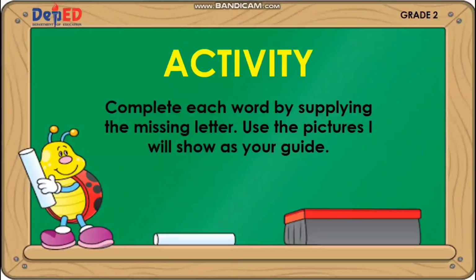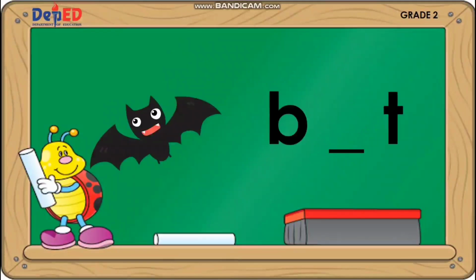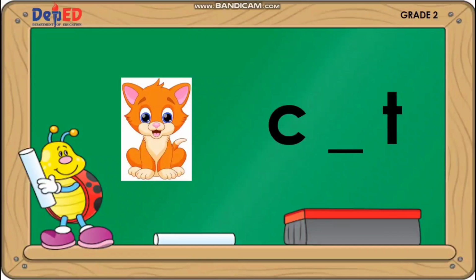To better understand our lesson, we will be having an activity. Complete each word by supplying the missing letter. Use the pictures I will show as your guide. What do you think is the missing letter? Brilliant! A. Bat. Next picture. What do you think is the missing letter? Very good. A. Cat.